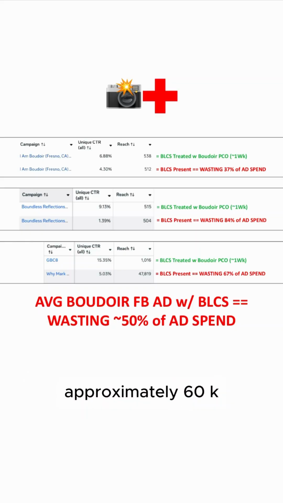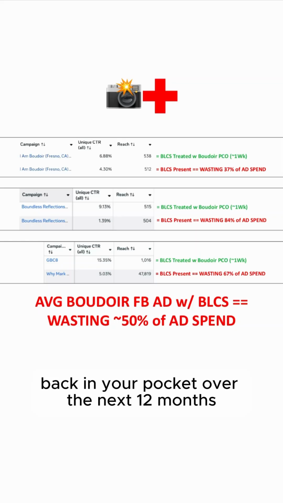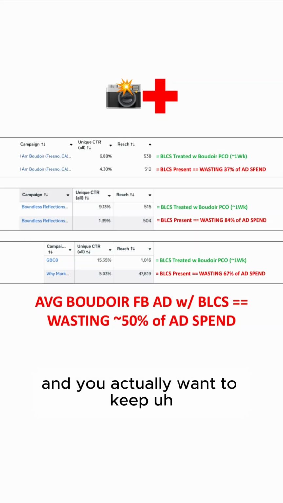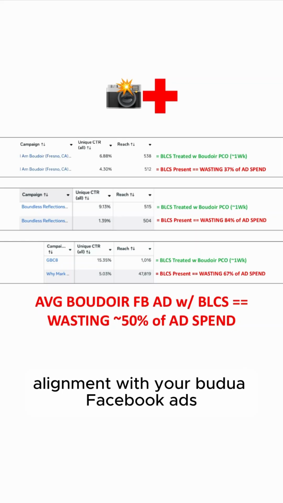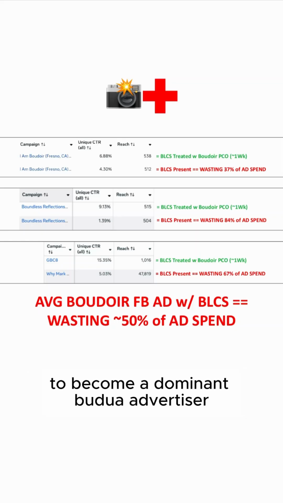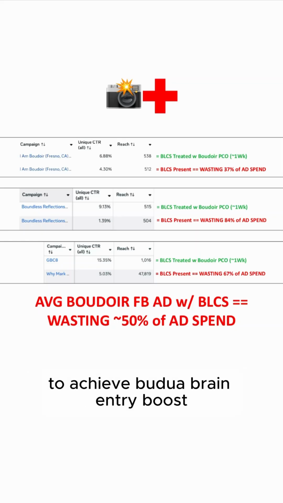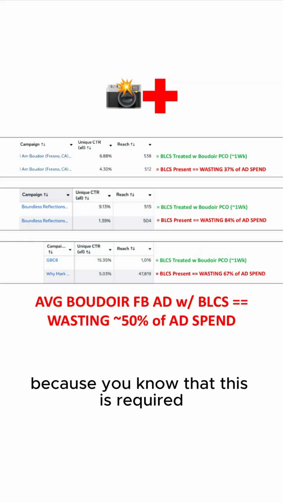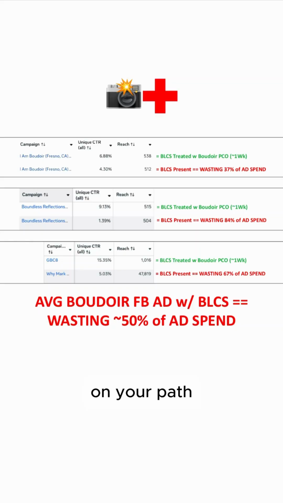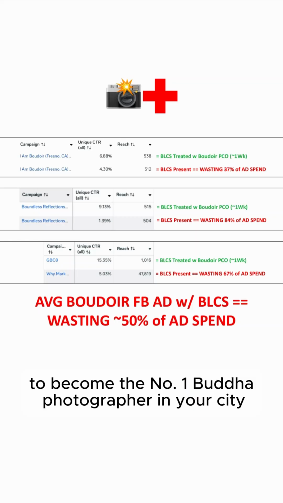And you see that'll be approximately 60K back in your pocket over the next 12 months, over the next year. And you actually want that outcome of the Boudoir Pico treatment. And you want to achieve pre-click alignment with your Boudoir Facebook ads to become a dominant Boudoir advertiser, to achieve Boudoir brain entry boost with your Boudoir Facebook ads, because you know that this is required on your path to becoming the #1 boudoir photographer in your city.